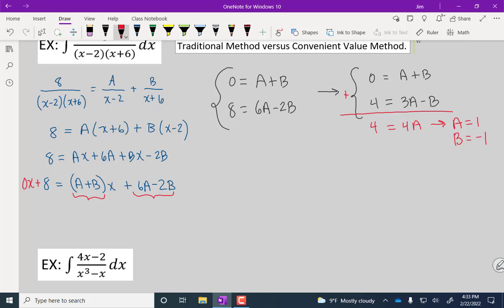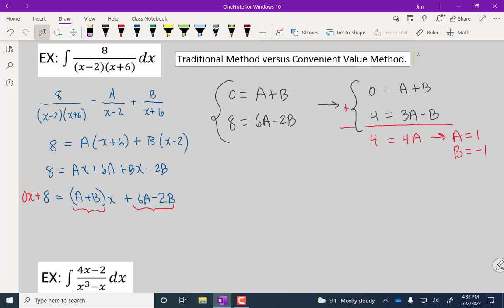So now we are going to rewrite our integral. This is going to be the integral of, a is 1, so we have 1 over x minus 2. B is negative 1, so we have minus 1 over x plus 6. So there's our PFD. We took this fraction and broke it apart into two little fractions, two partial fractions. And that's super easy to integrate.